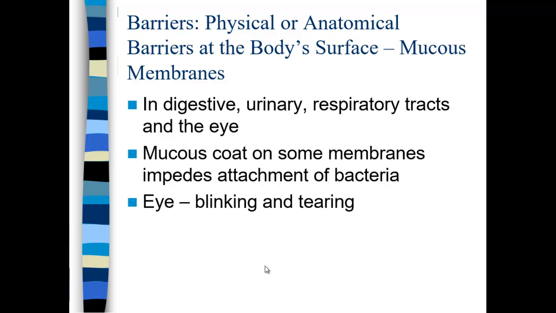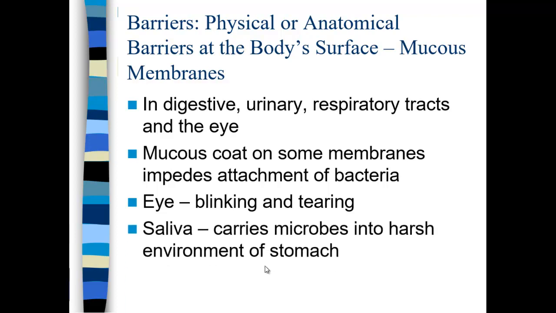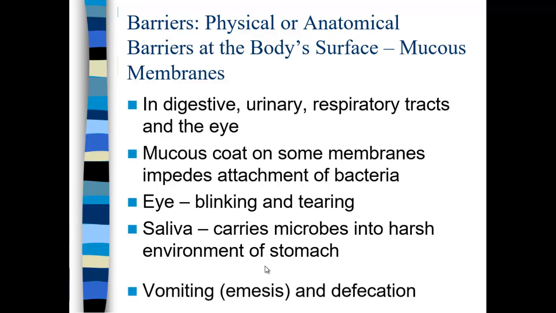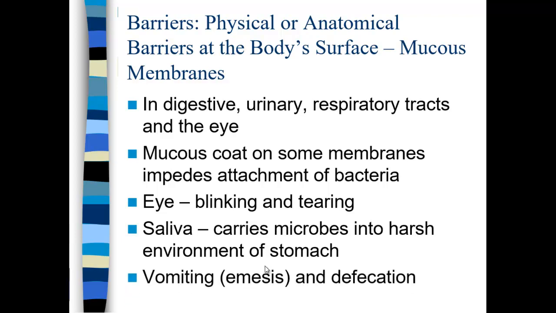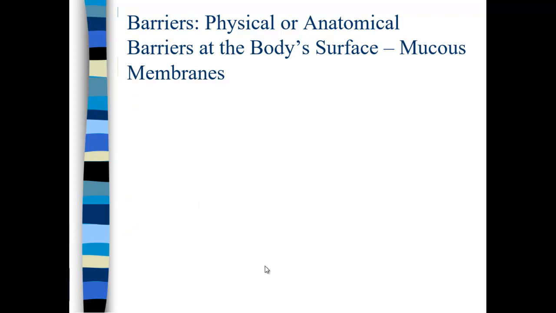The eye is coated with mucus, and attack is prevented by blinking and tearing. And saliva also carries away microbes into the harsh environment of the stomach. And then just releasing microbes from the body, when the body is invaded by microbes, then it has the ability to vomit, which is also called emesis. You'll hear emesis a lot in a hospital environment, and then also by defecation.